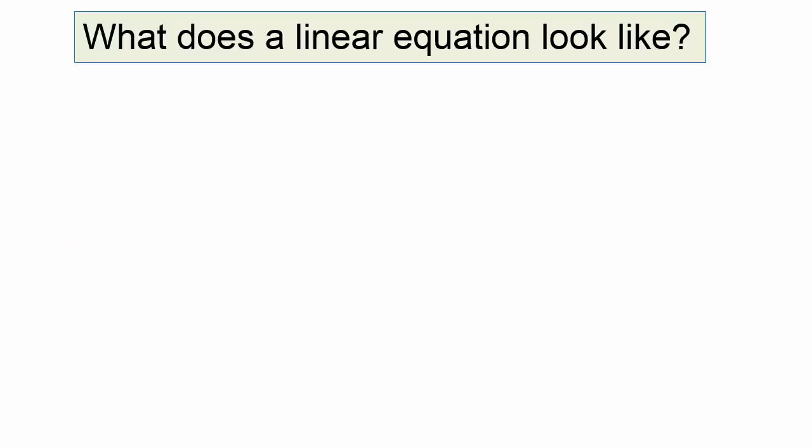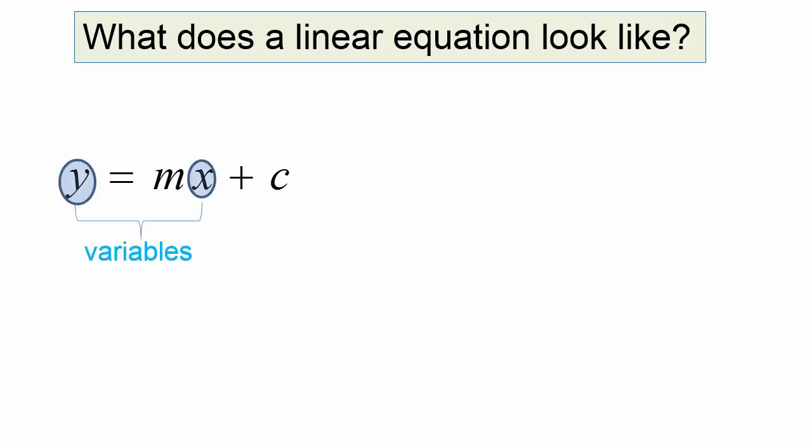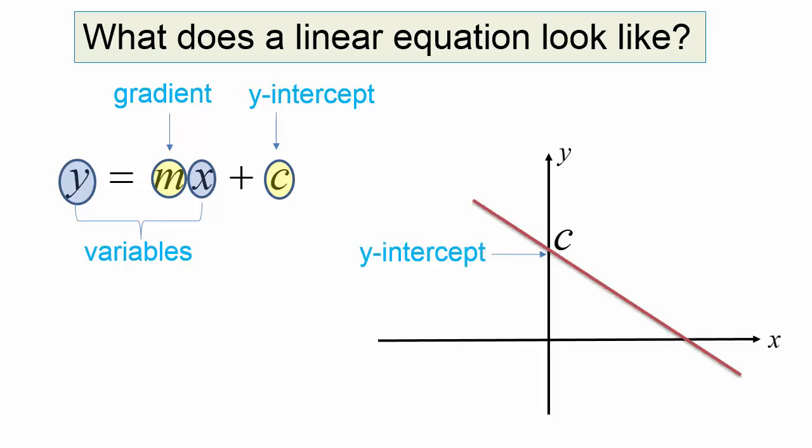Now let's see what makes up a linear equation. In general, a linear equation is of the form y equals mx plus c. In this case, y and x are the variables. The letter m, which represents a number, is the gradient of the straight line. And the letter c, which also represents a number, is the y-intercept of the straight line. That means where the straight line intersects the y-axis. And you can see that on the graph on the right.